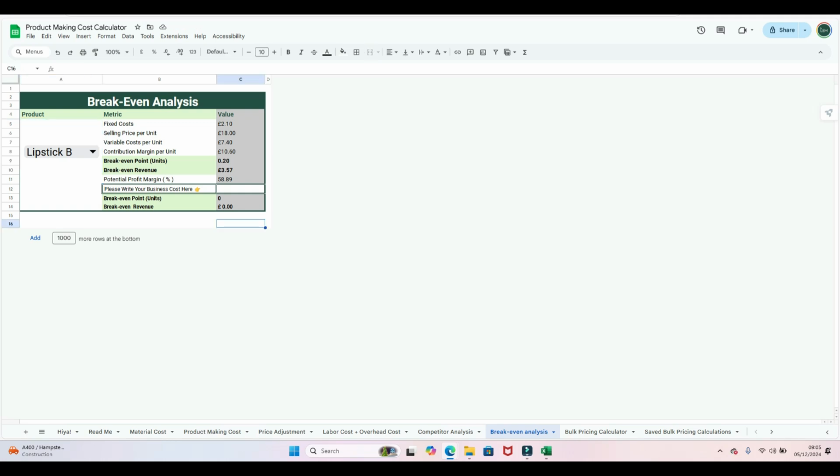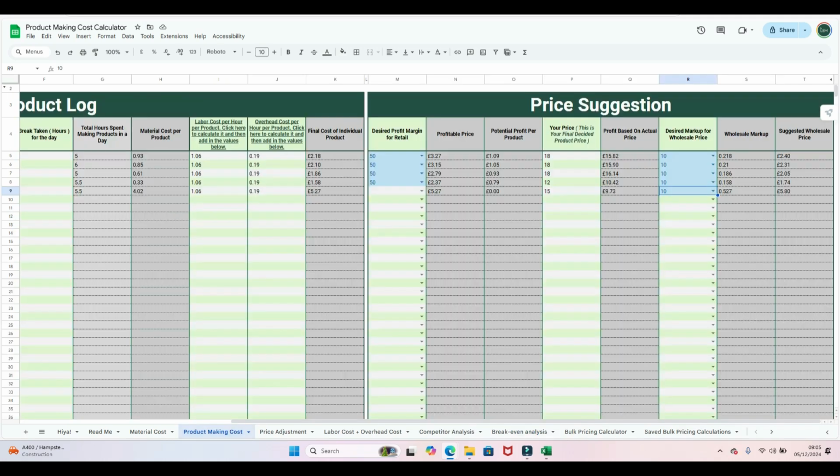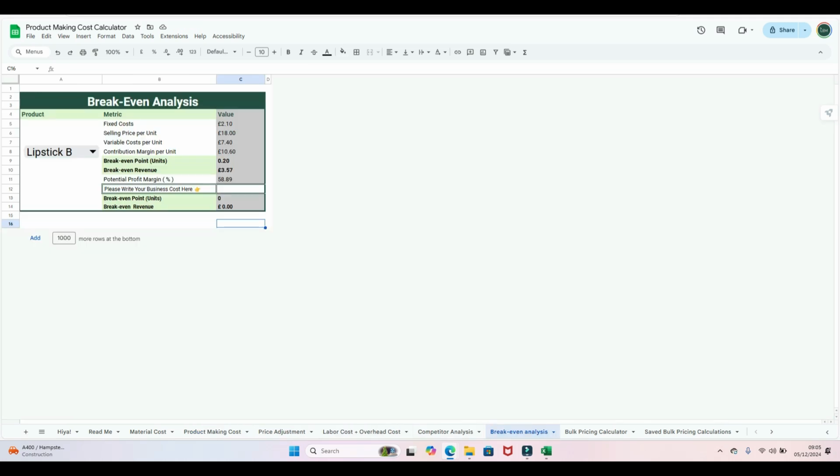For lipstick B the fixed cost is 210 here. Just remember, we've calculated everything here. Here you go, this is 210, this is the final cost of the individual product. So if we want to make sure that we're covering this, all we have to do is sell one lipstick, and the break-even revenue is around this, £3.57. This won't be hard for you to make because you're pricing it at a good price of £18.